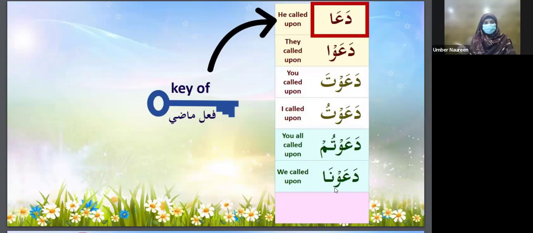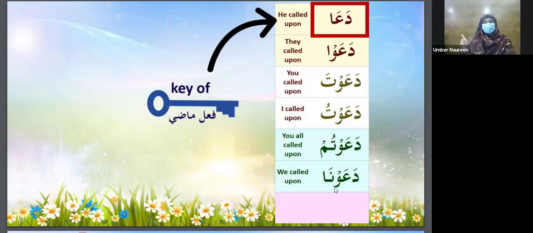Da'a, he called upon. Da'aw, they called upon. Da'awta, you called upon. Da'awtu, I called upon. Da'awtum, you all called upon. Da'awna, we called upon. Sister Aisha Bakir.